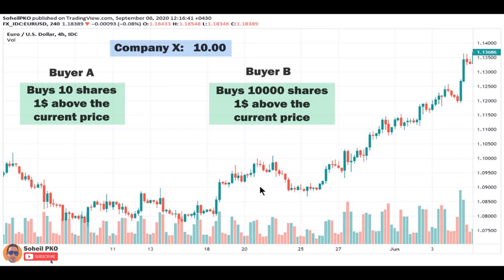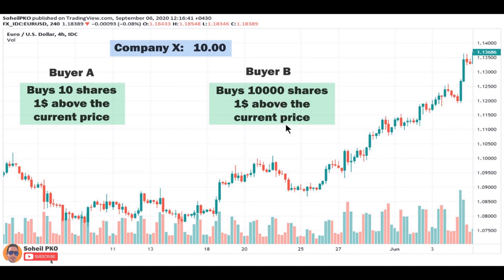If you don't have the volume and see these 2 trades only from a price perspective, you consider them equal, same amount of increase in the price, but it's not. Here we have a $1 increase that is equal to 10 shares, but here we have the same $1 increase that is equal to 10,000 shares. In this trade, this move is more bullish because the buyer or the buyers in reality are showing more interest in this stock, and they are proving this by putting in more money.